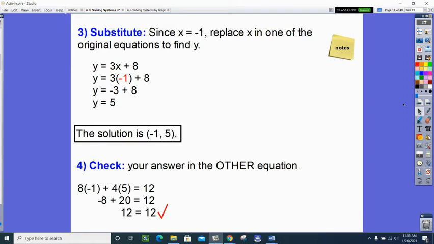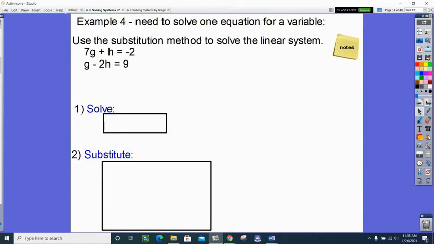Okay, I think I'm just going to do one more example with you, example 4 here, because this one needs everything. Plus I'm also showing you that it doesn't always have to be x and y. So we're going to use substitution to solve this one. We're going to solve, substitute, check. So where is the easiest one to solve? I'm not going to solve this one for G. But I could solve it for H, right? Or solve the bottom one. There's really two ways to start this one.